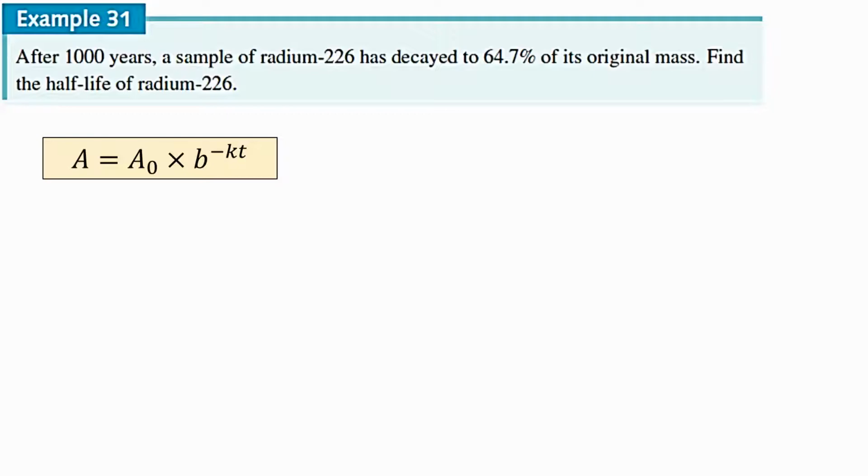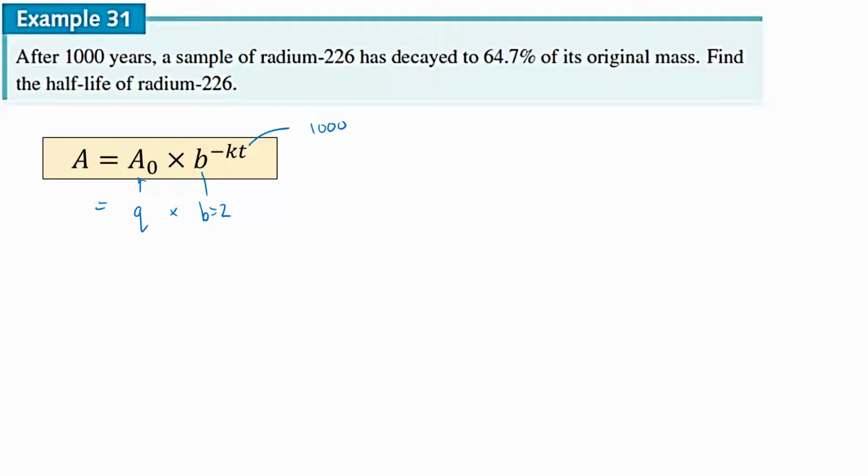Okay? Now, I got B, which is 2. I don't know what K is. I do know T, that after 1,000 years, okay, my final amount, because it says after 1,000 years, my final amount is how much? Good, 64.7% of its original mass. Now the problem is I don't know the original, so it means I don't know what A naught is. Let's call A naught X. Okay, so I'll use a different letter actually. Instead of X, let's call it Q. Okay? So I don't know what Q is.